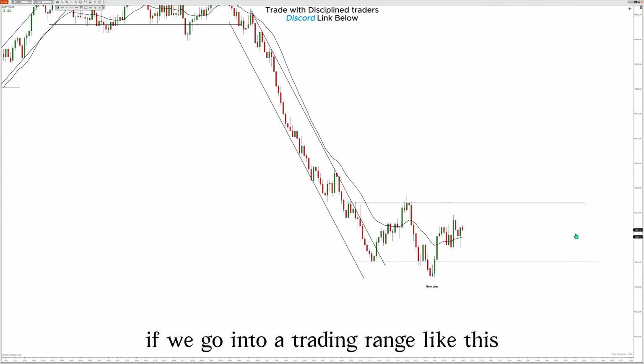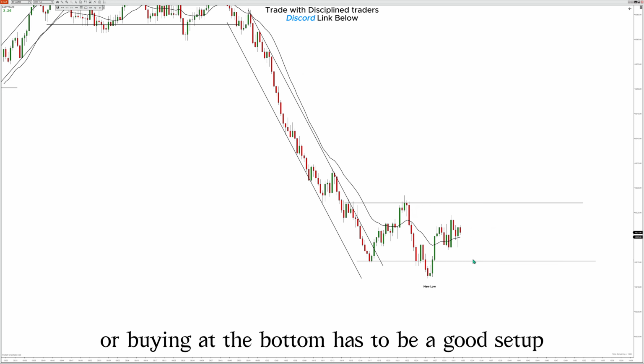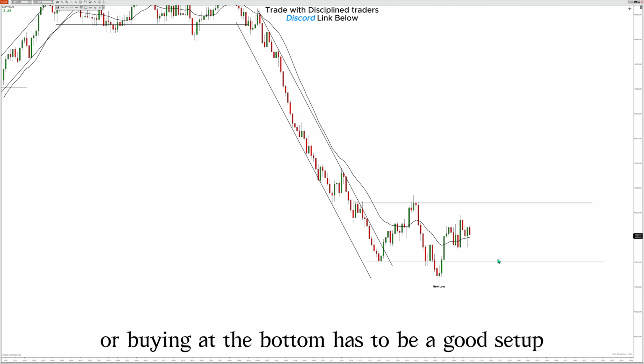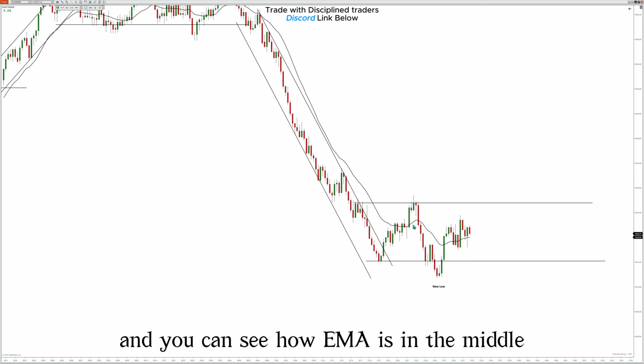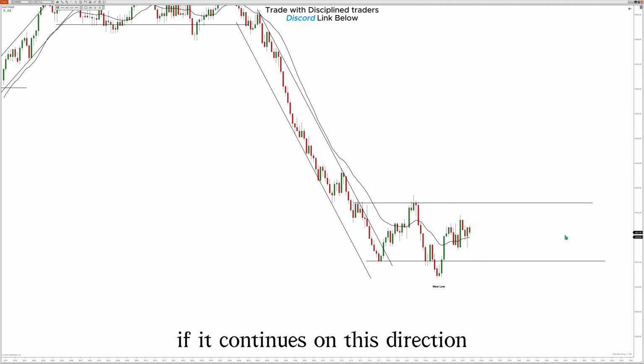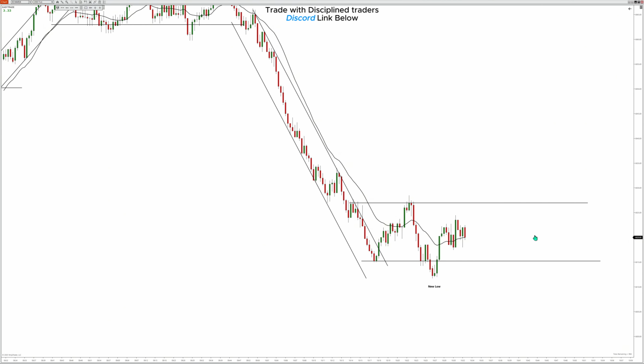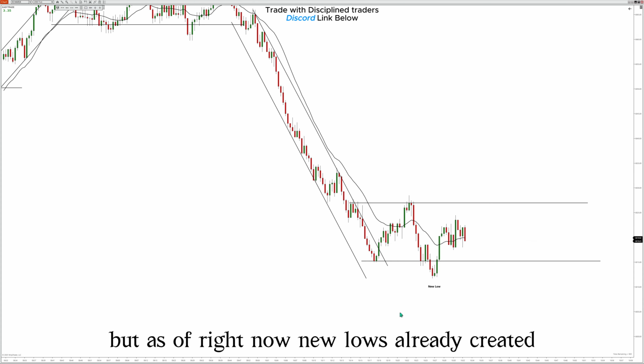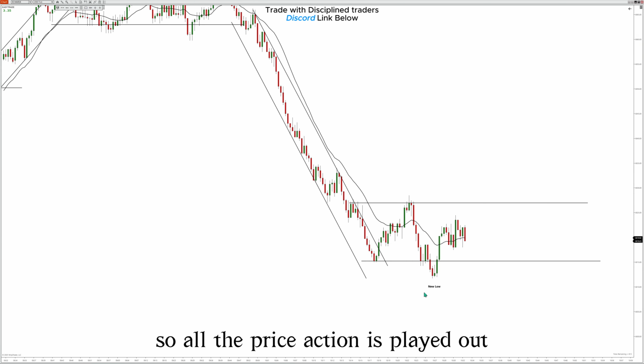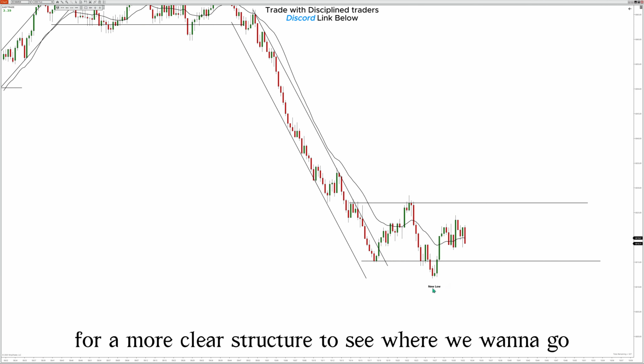If we go into a trading range like this, I can consider selling at the top or buying at the bottom. It has to be a good setup, and you can see how EMA is in the middle. If it continues in this direction, then we'll definitely be in a trading range, and I can consider one of those. But as of right now, new low is already created, so all the price action is played out. I'm just waiting for a more clear structure to see where we want to go.